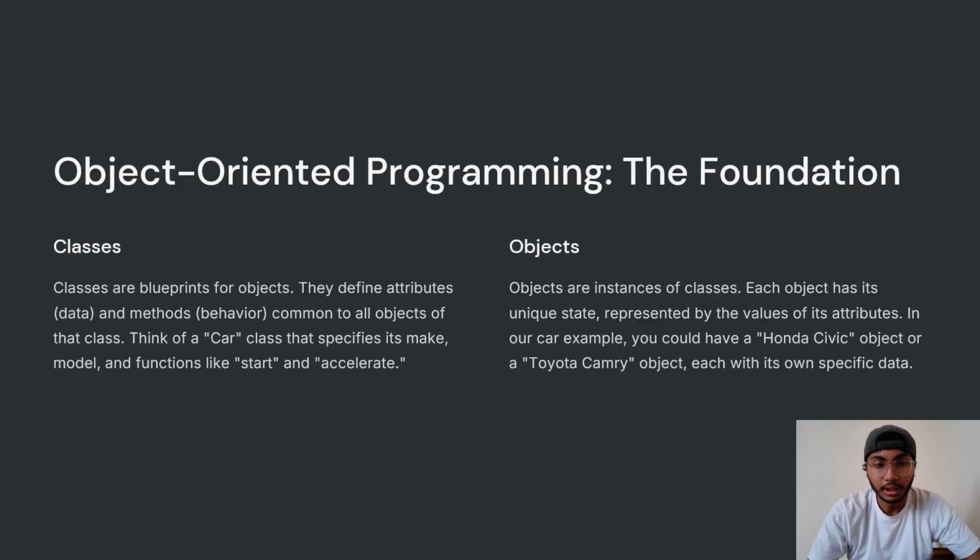Object-oriented programming, the foundation. Classes. Classes are blueprints for objects. They define attributes, data, and methods, behavior, common to all objects of the class. Think of a car class that specifies its make, model, and functions like start and accelerate. Objects. Objects are instances of a class. Each object has its unique state, represented by the values of its attributes. In our car example, you have a Honda Civic object or a Toyota Camry object, each with its own specific data.